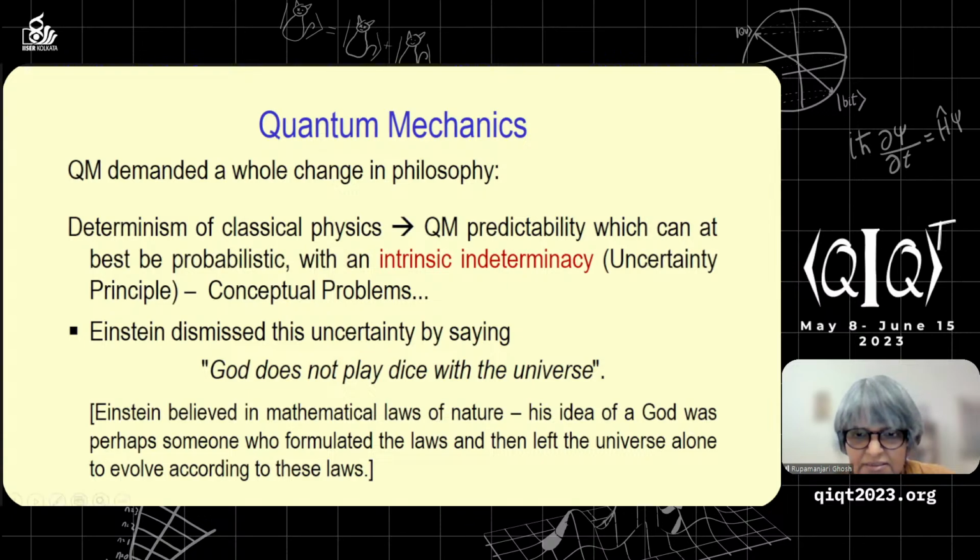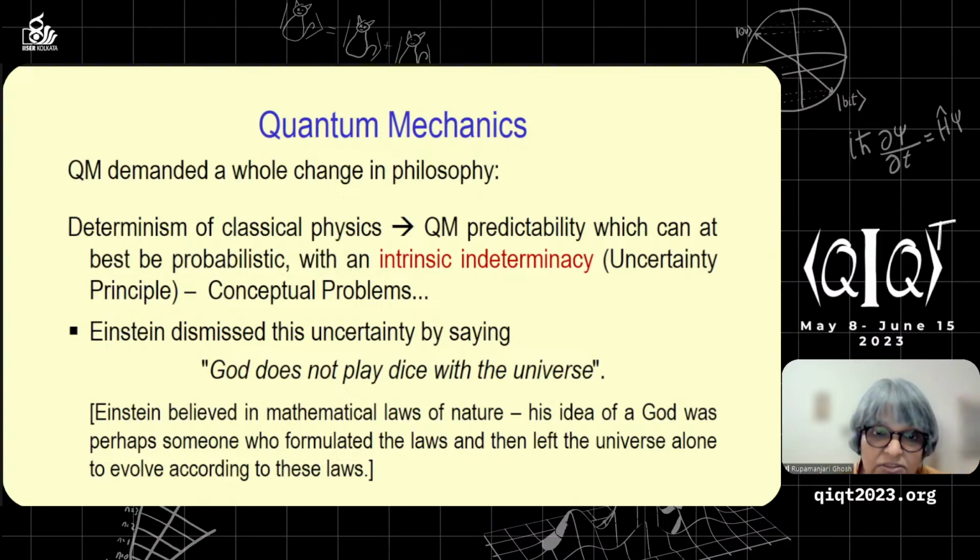So this is class 12 physics. You all know that, but it's a summary for completeness that quantum mechanics, of course, demanded a whole change in philosophy from the determinism of classical physics, when you have concepts of, for example, trajectories. You throw a ball, you know exactly the path it's going to take, provided you know all the forces acting on it. So it is determinism of classical physics.